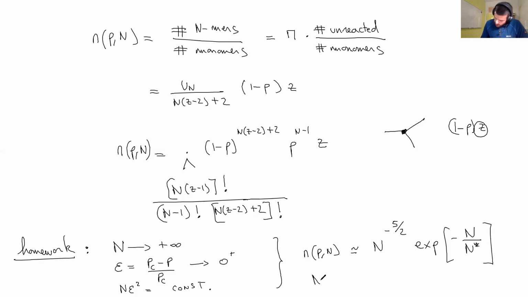Where we introduce n star. Careful, it's not the same n star as before, it's a new notation, which is a function of p, provided by z minus 2 over z minus 1. It's simply an expression. But the important aspect is that it should vanish with, or explode with, 1 over epsilon squared.